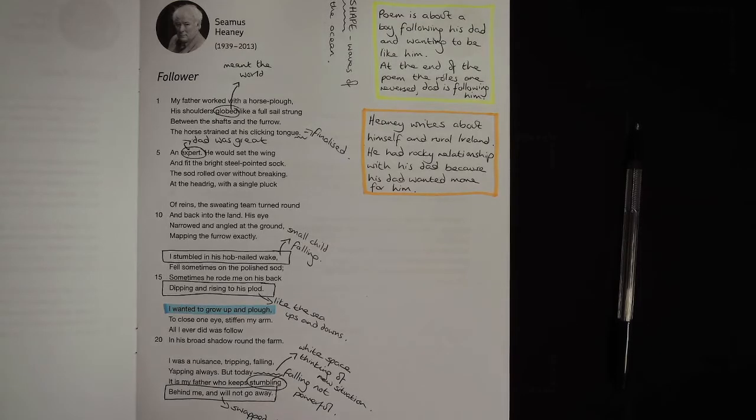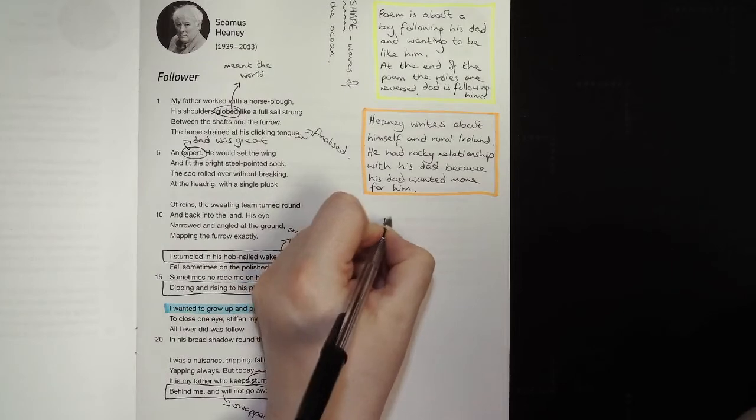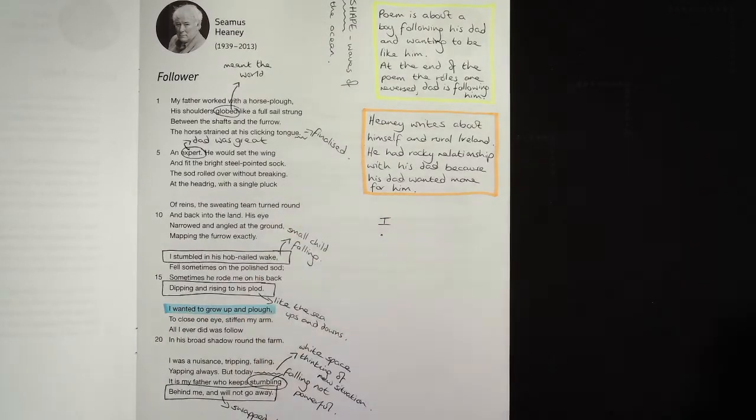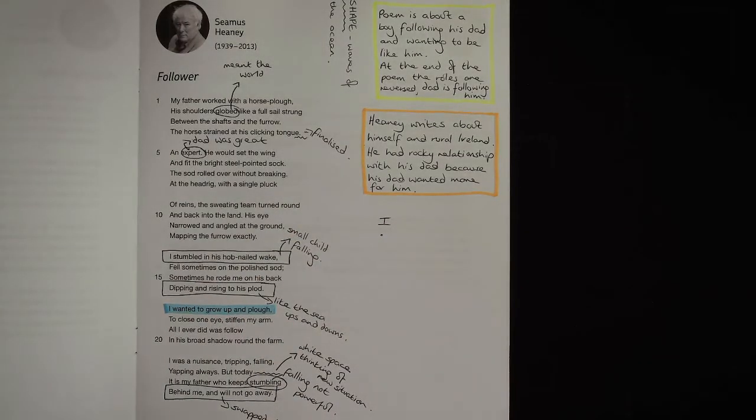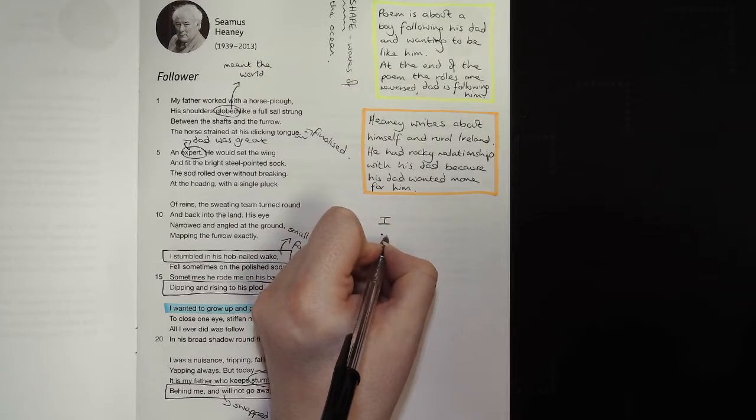The next thing I have to do is intention and tone. So I'm going to draw my capital I here, and we know that it's 3 bullet points. The first bullet point is, why did the poet write it? Well, he wrote this poem to show the relationship with his dad.